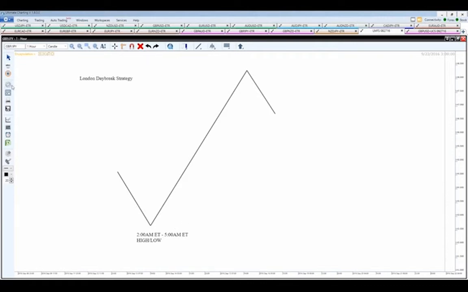And then what we're going to be looking for at the opposite end, between 8 o'clock a.m. Eastern Time and 2 o'clock p.m. Eastern Time, is for the market to form its opposite. We'll go low or high for the day.